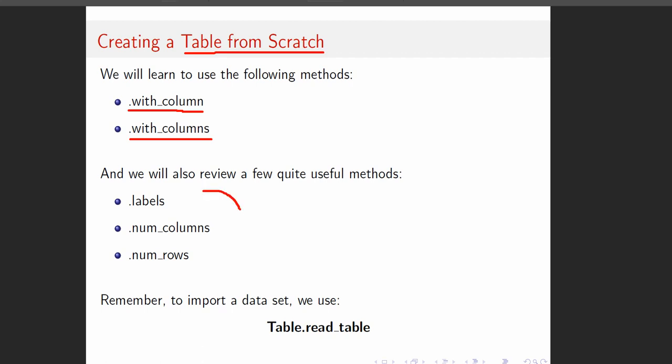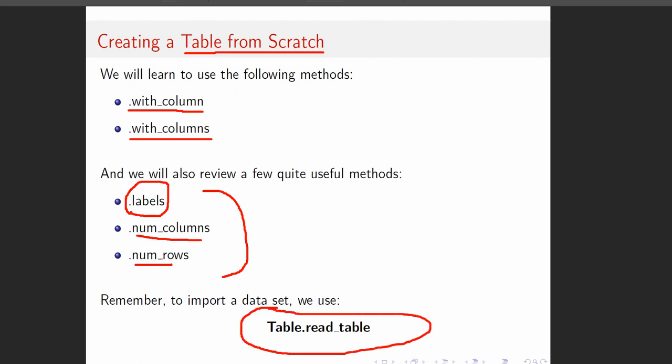And then we're also going to review some things that we've talked about, num_rows and num_columns. And also, this is a cool one, labels. It will let us know the names of all the columns. So usually the column names are variables in the data set. So it's going to let us know what type of variables we have to work with without having to scroll through the entire data set. And also, when we do import a data set, we use Table.read_table.